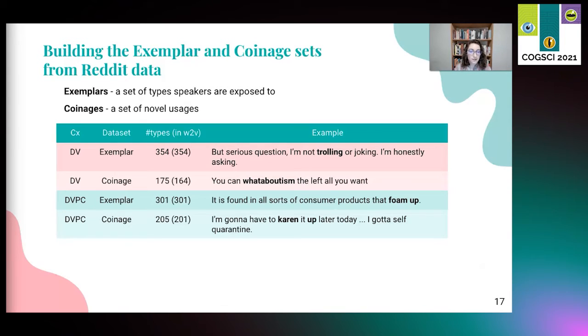We use word2vec embeddings as our semantic representations. For denominal verbs, we take the embedding of the verb, and for denominal VPCs, we take the embedding of the verbal element of the VPC. And this shows the number of types available in word2vec for each of the constructions we look at.